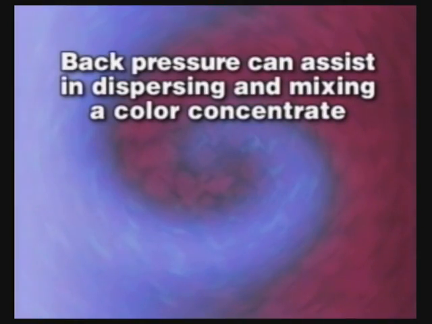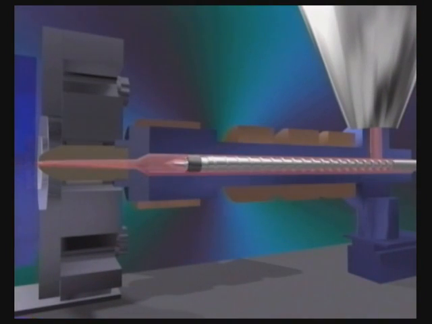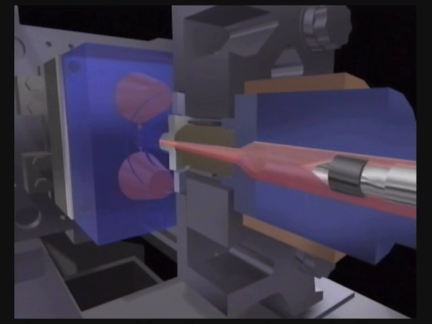For materials using a color concentrate, back pressure can be used to assist in dispersing and mixing the colorant more evenly. Extra back pressure can be used for screws with smaller lengths over diameter ratios. Many older machines have small L/D ratios, such as 15:1. However, screws with higher L/D ratios require very little back pressure, since more mixing takes place.